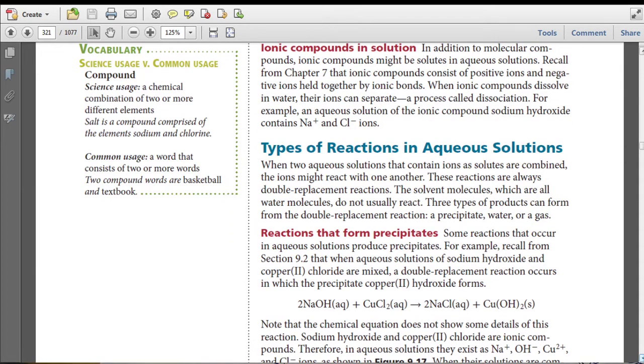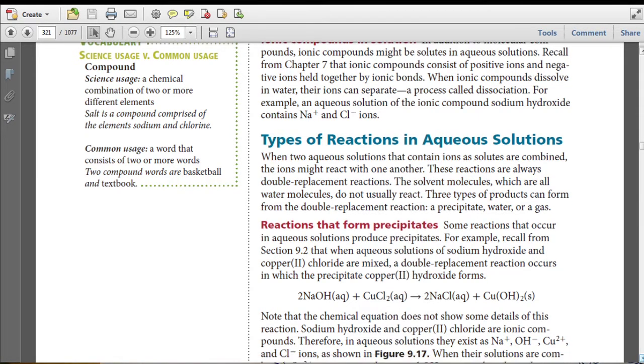When two aqueous solutions that contain ions as solutes are combined, the ions might react with one another. These reactions are always double replacement reactions. The solvent molecules, which are all water molecules, do not usually react. Three types of products can form from the double replacement reaction: a precipitate, water, or a gas.